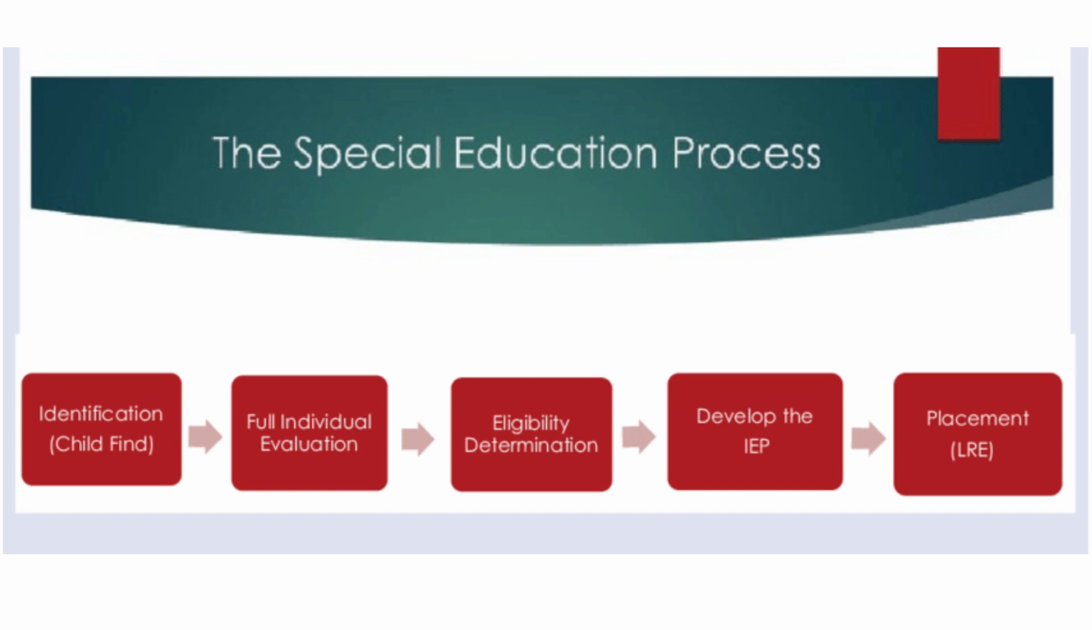So the first thing you have is identification, child find, and that means either the school has identified a need for support and possible evaluation, or you are requesting as a parent to have your child evaluated. Then we have the full individual evaluation, which can be done in school, or you can have an outside evaluation completed. Then we have eligibility determination, and that determines whether your child qualifies for an IEP or related services. The next step would be to develop the IEP. And the last piece is where your child's going to be and putting that plan into place.